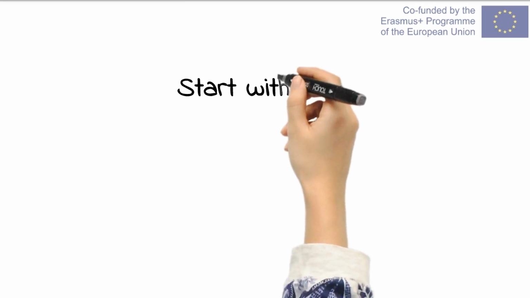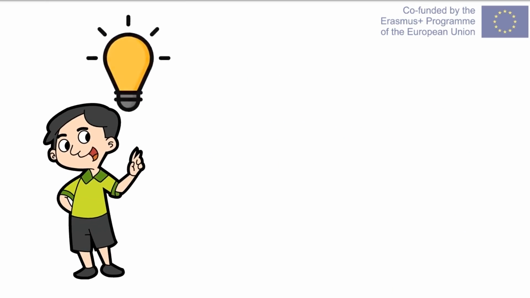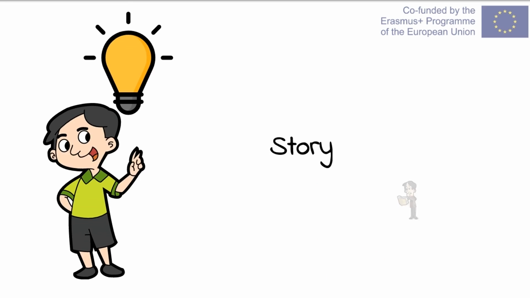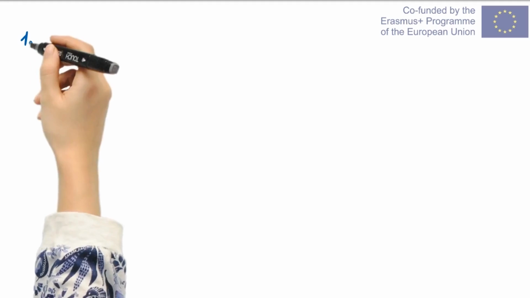Step 1. Brainstorming idea. Digital stories, like all other stories, start with an idea. But before starting brainstorming ideas, think about the characteristics of a good story. Then ask yourself what you want your digital story to be about.